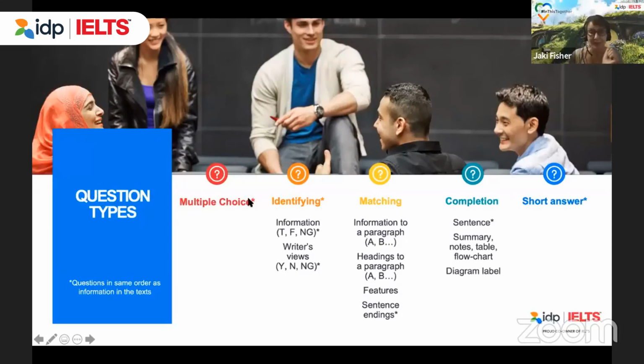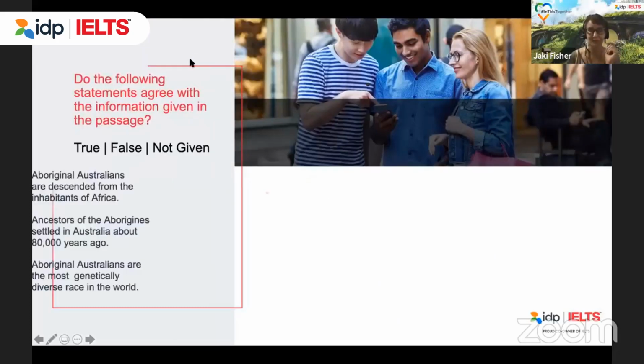Now, the good news is that for these ones with a star, the questions are in order. So question 1 is near the top. Question 2 is a bit further down. This type here, true, false, not given, yes, no, not given, is in every reading test and it's quite tricky. It's a bit confusing. So we're going to talk about that type of question.